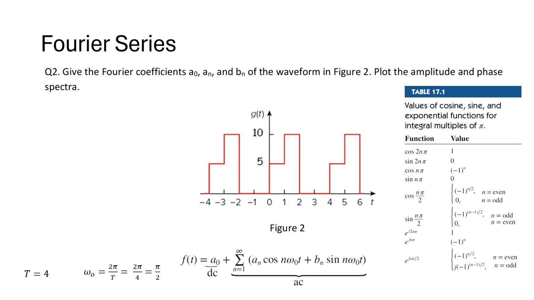As usual, we have to find out what the period is, which I'm sure most of you know by now how to find. The period is equal to 4. Once you substitute the period into omega naught, we get pi over 2. Next, we can solve for A0, An, and Bn.